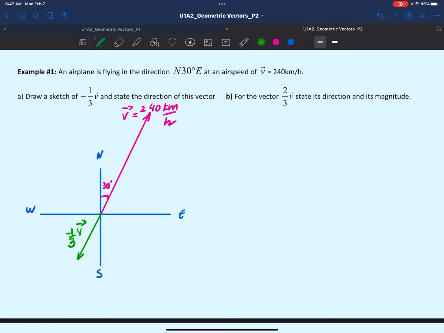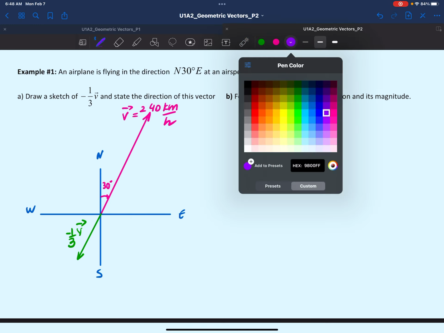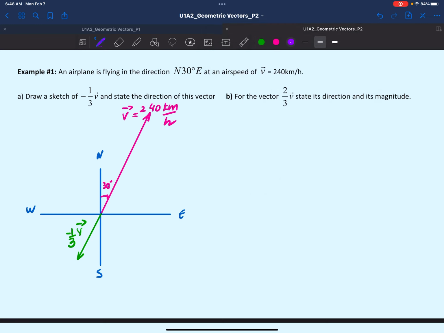Now, for the vector 2/3 of the vector v, we have to state the direction and the magnitude. So now, if you want to draw 2/3 v, it means that we are staying in the same direction as vector v because 2/3 is a positive number. And that means that the only thing that will change is the magnitude. So if you divide this into 3, then this will be the vector. And let's make this a fun color, purple. And here we go. This looks like 2/3.